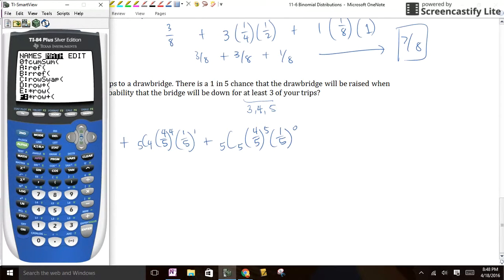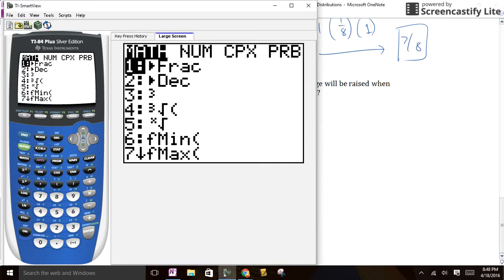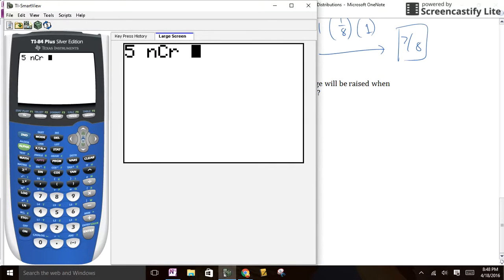So how am I going to enter this in my calculator? I guess I can make a bigger screen so you can see it. All right, so I'm going to hit 5, math, over to probability, nCr 3. So there's 5C3, and I'm going to multiply that, so parenthesis, you know what? I don't think it should matter, but I'm going to put times. The parenthesis was 4/5. There's your 4 divided by 5. We're going to raise that to the third power. And then I'm going to go times.